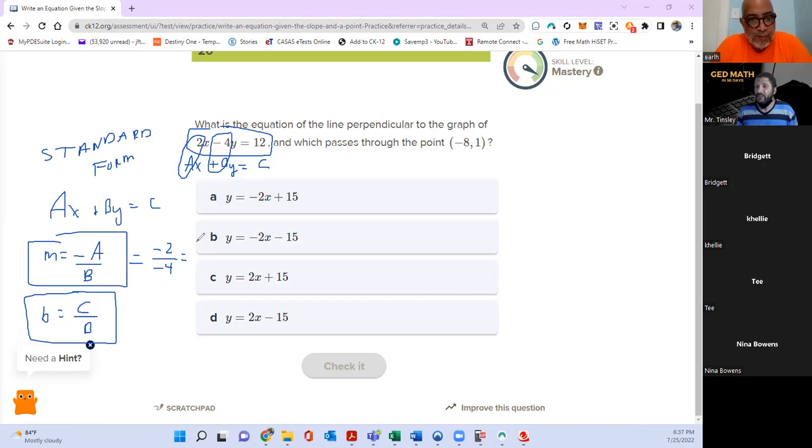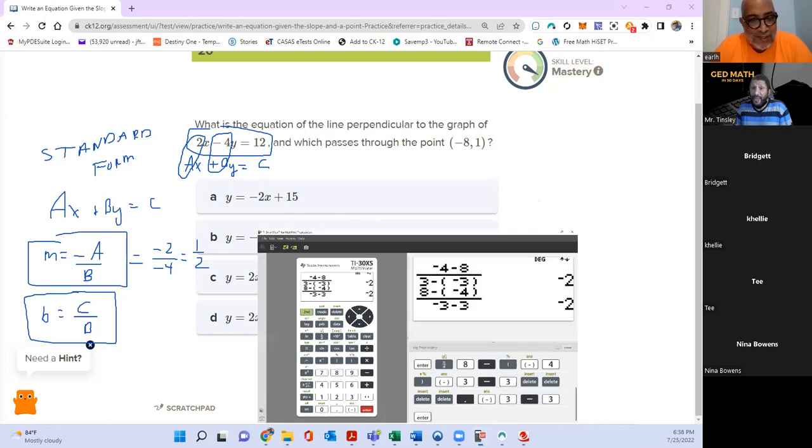It's not +2. -2 over -4 reduces to one half. 1/2. Okay. You cannot make that mistake.